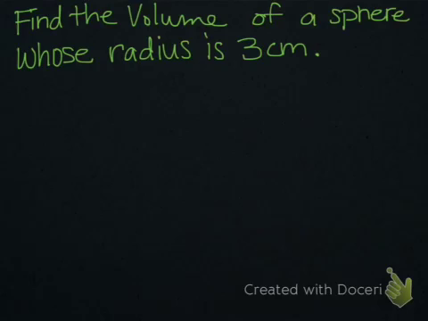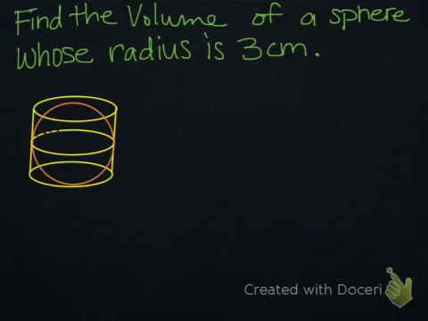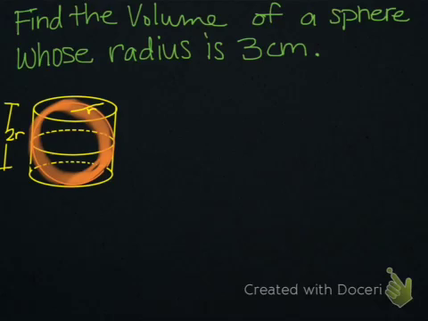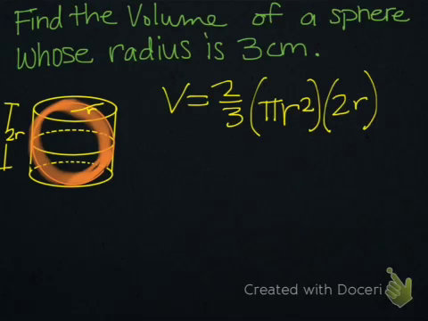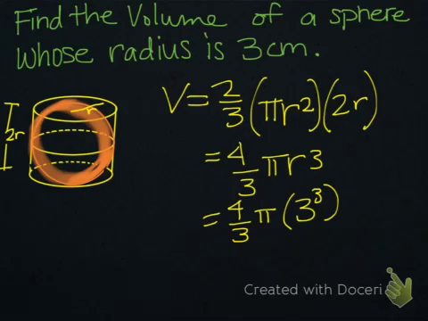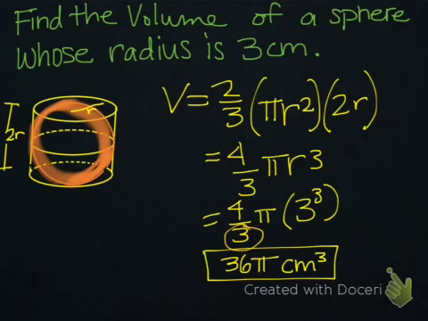Okay, find the volume of a sphere whose radius is 3 centimeters. So we've got our figure. We know that the height of the cylinder is going to be 2r, and the radius is 3. So the volume is 2/3 of the area of the base times the height, which is 4/3 pi r cubed, and we know that r is 3. So 3 cubed is 27, but we can divide by this 3 here. So 27 divided by 3 is 9, and 9 times 4 is 36. So we get 36 pi cubic centimeters as the answer.